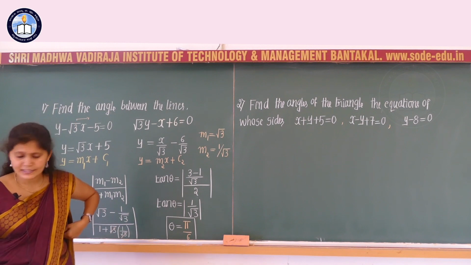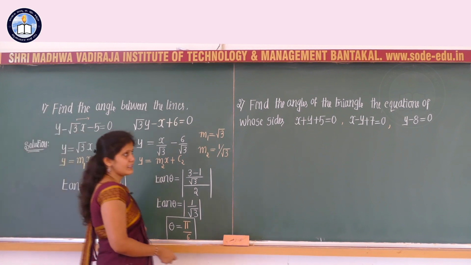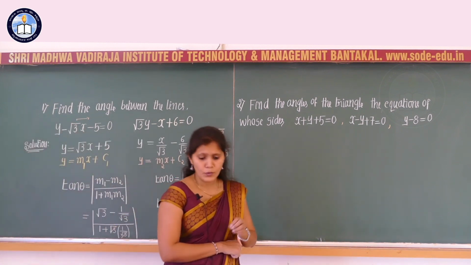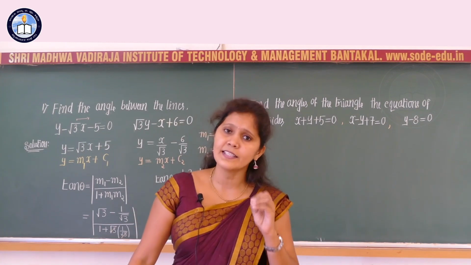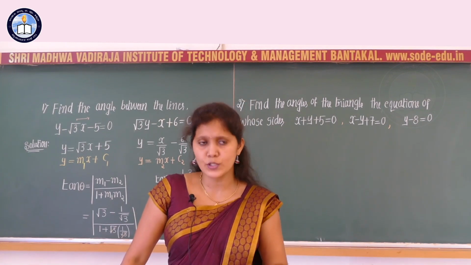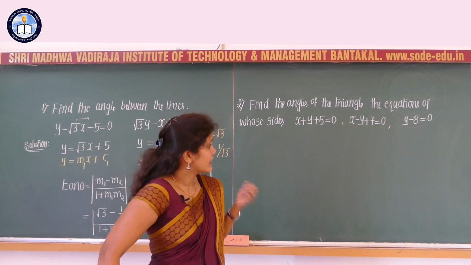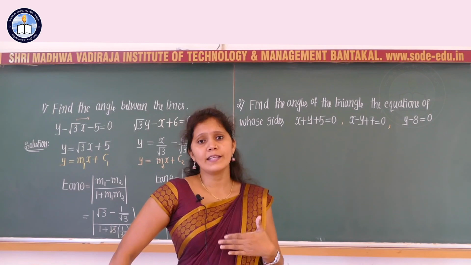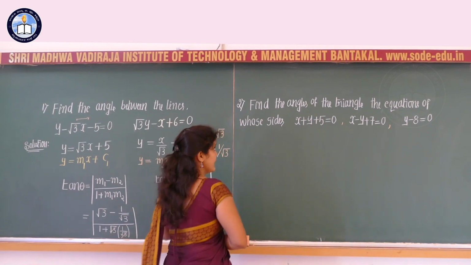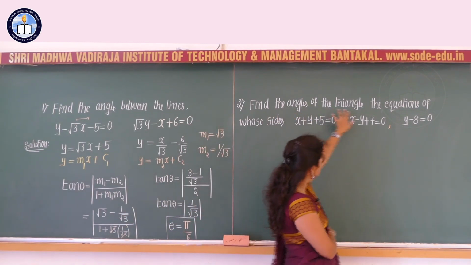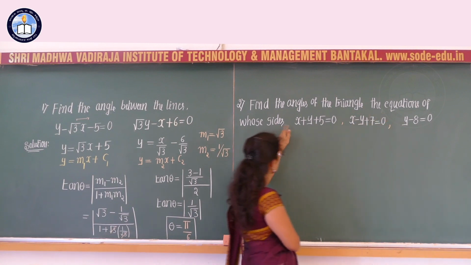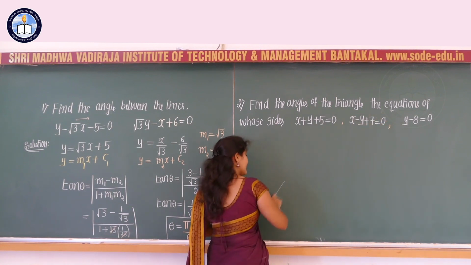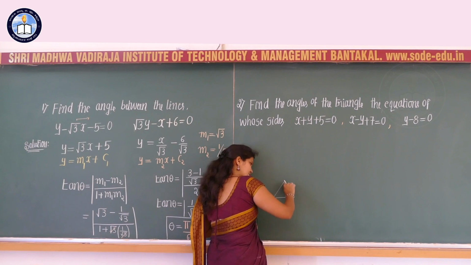For a triangle I can consider 3 different angles, and the sum of all the angles of a triangle is 180 degree. These two data we know, that is we need to find out 3 angles, and the sum of all the angles of a triangle is 180 degree. So find the angles of the triangle, the equations of whose sides are given. So if any triangle is given, the equations of the sides are given.